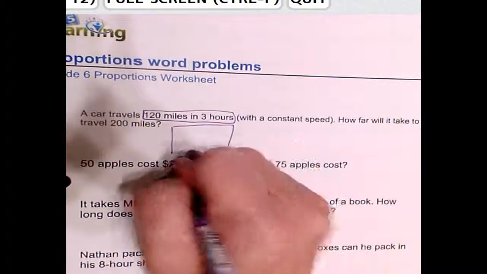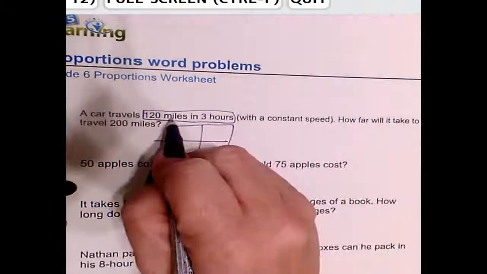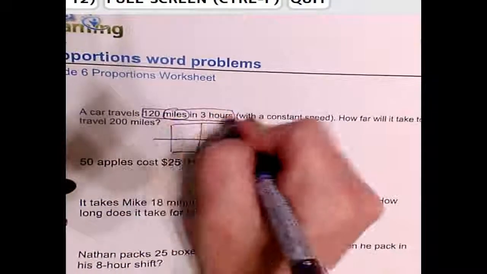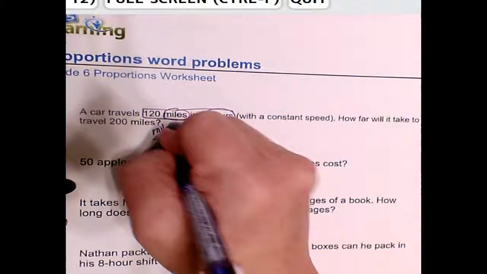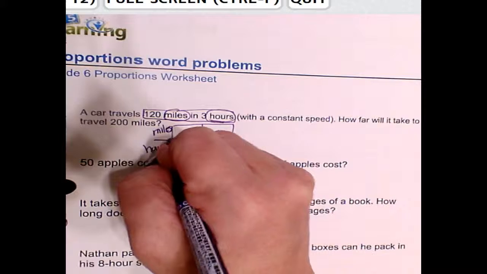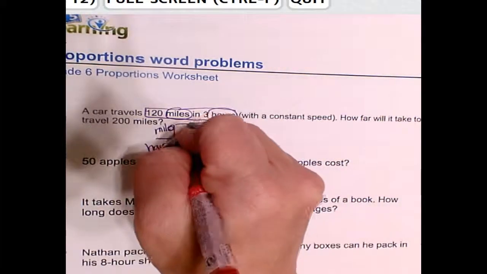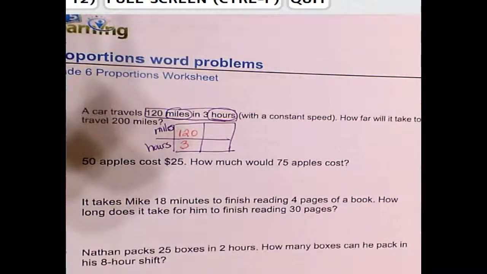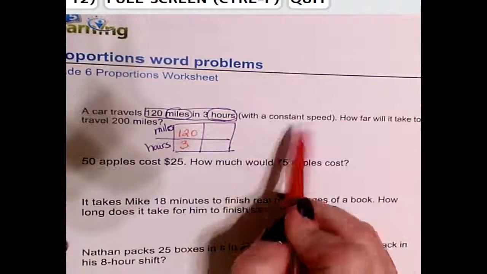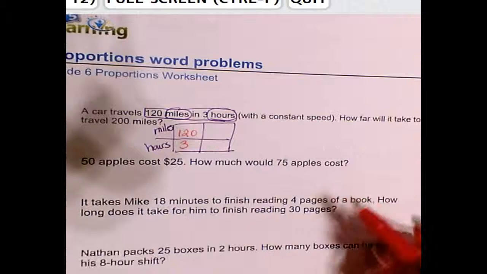You're going to draw your proportion box and use your labels. Our two labels are miles and hours. So miles, hours. It is 120 miles in 3 hours. And they are going to go at a constant speed. How far would it take to travel 200 miles?